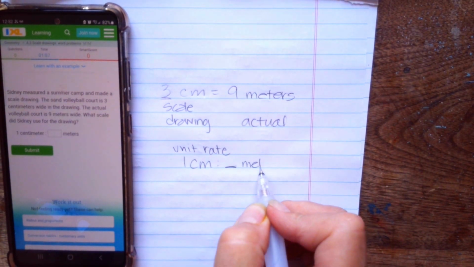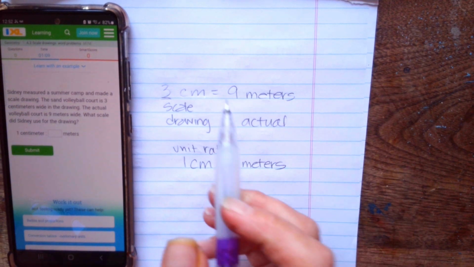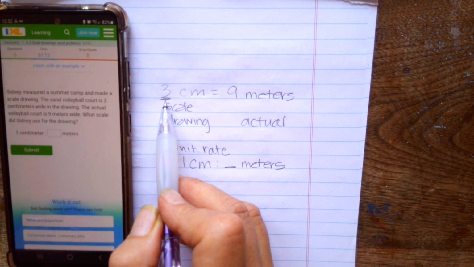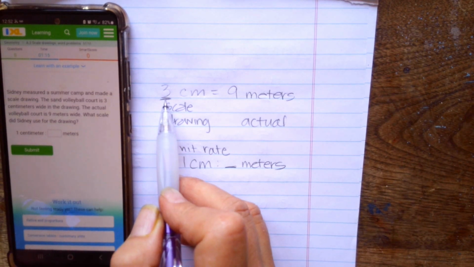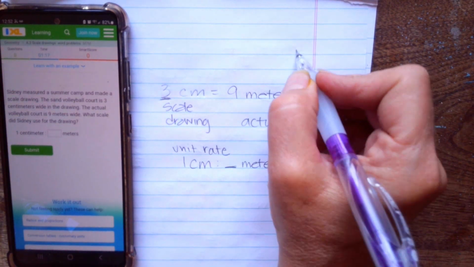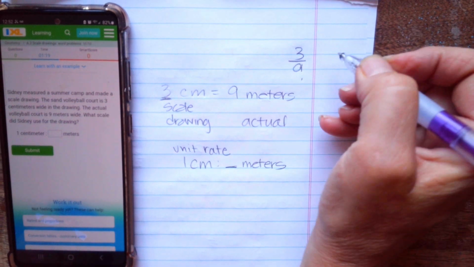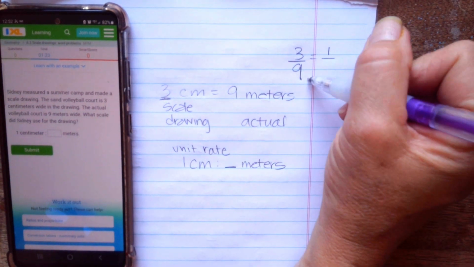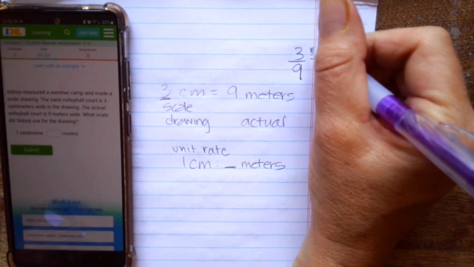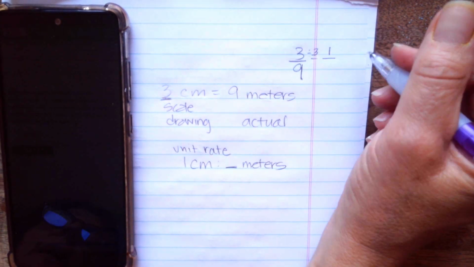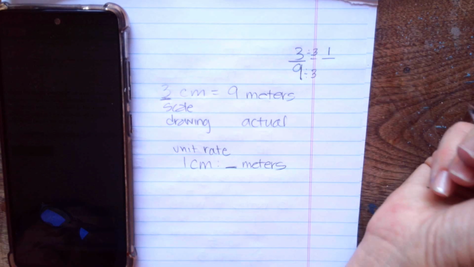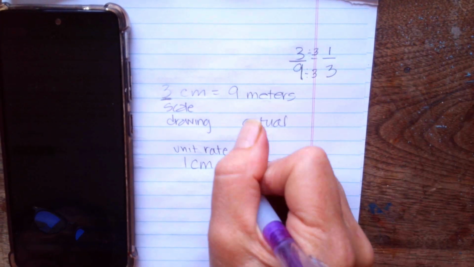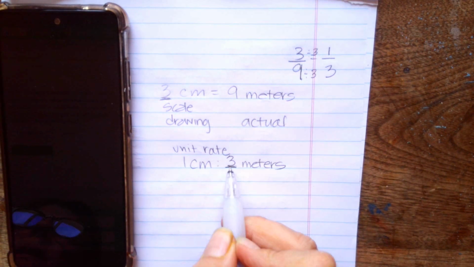So whatever you have to do to get your first measurement to be a 1, so basically you're doing 3/9 and you want this to equal 1, what would you divide this by? So you would divide this by 3, right? Now you divide this by 3. So 1 centimeter would equal 3 meters.